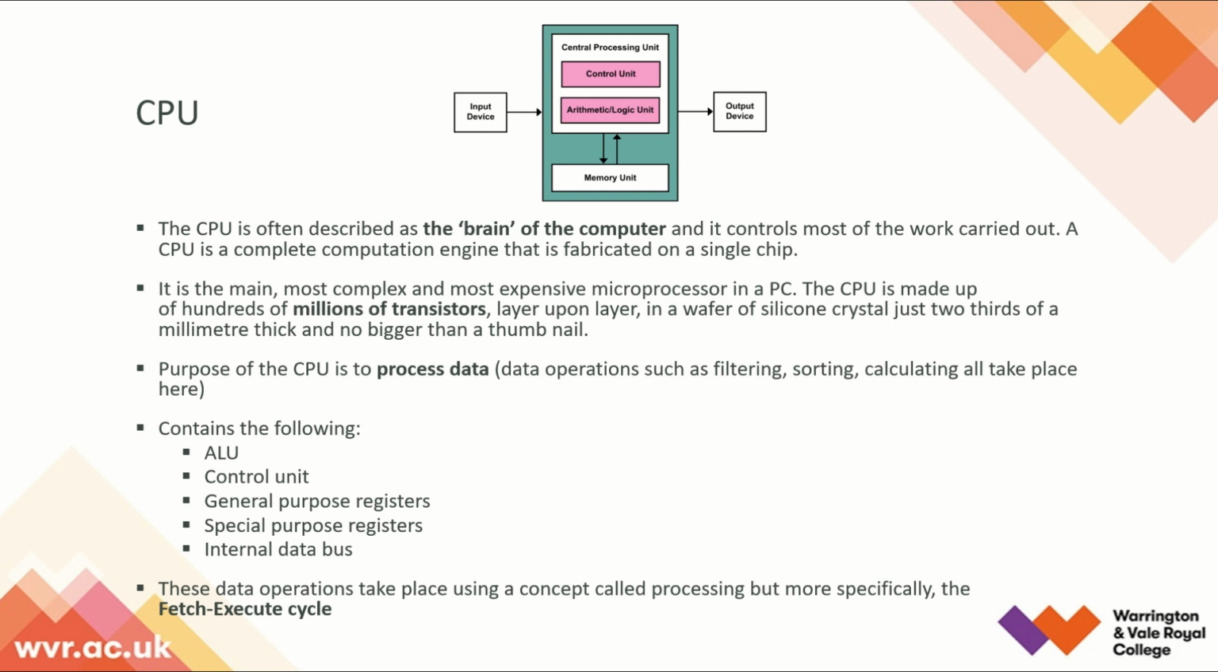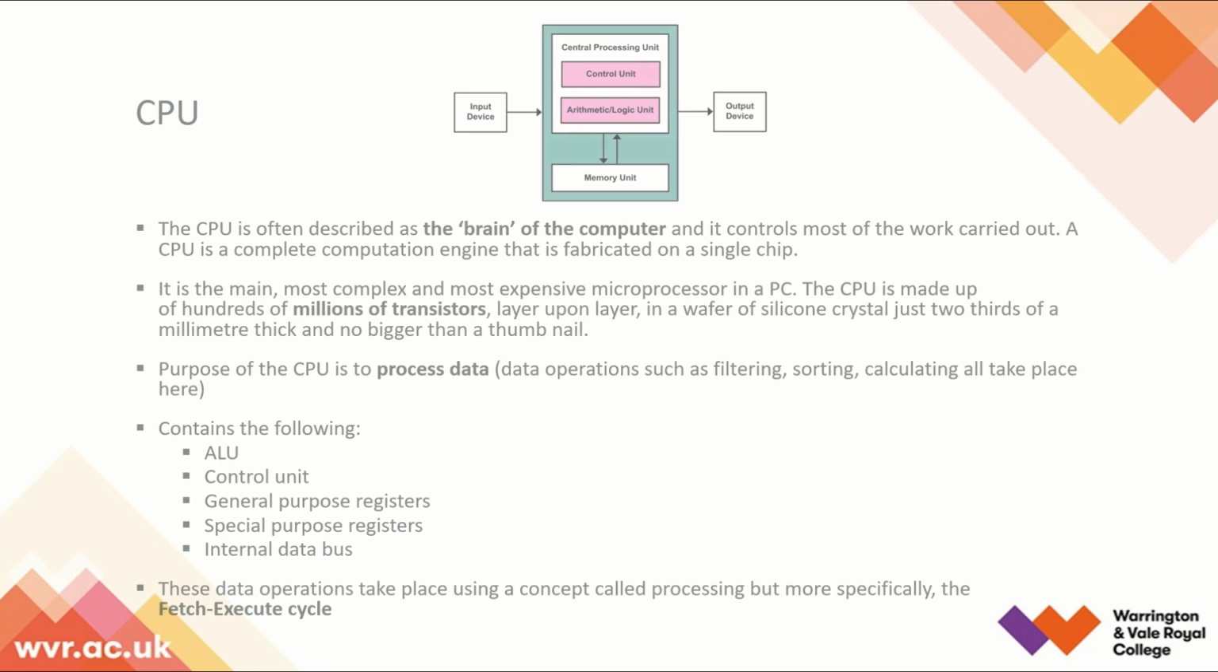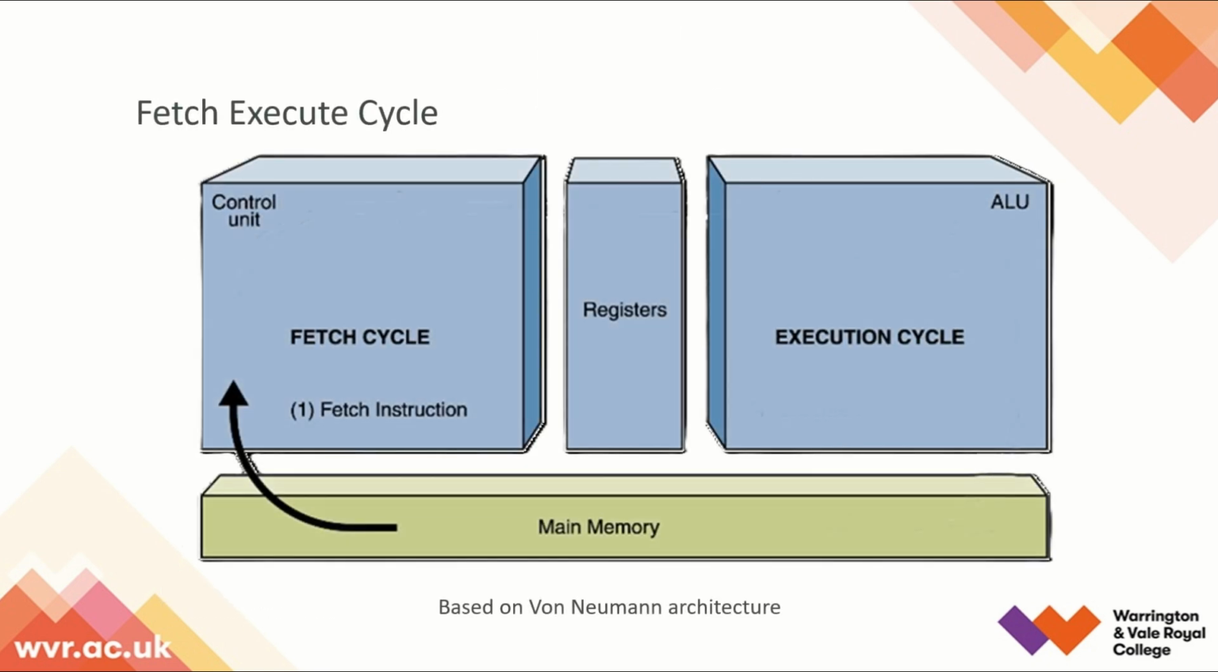And all of this takes place using what's known as the fetch execute cycle. It's a continuous, never-stopping cycle, constantly happening as the computer performs its tasks. So here's an example of a fetch execute cycle, and this requires two components. It requires the processor and the memory.